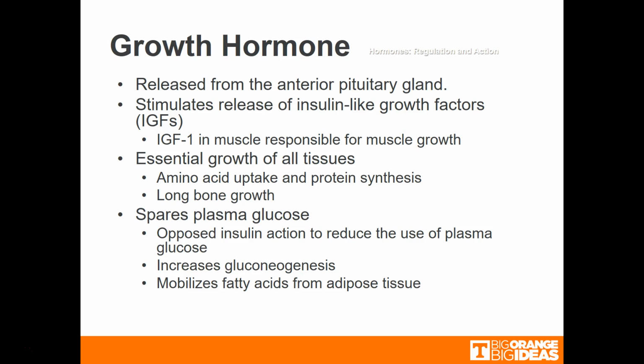It's also going to promote the increase in gluconeogenesis. So I talked about the Cori cycle, where we take lactate and convert it back to glucose in the liver. So growth hormone is going to cause an increase in that process. Growth hormone will also lead to a mobilization of fatty acids from the adipose tissue, which will increase how many fatty acids are being used to produce ATP through aerobic metabolism.